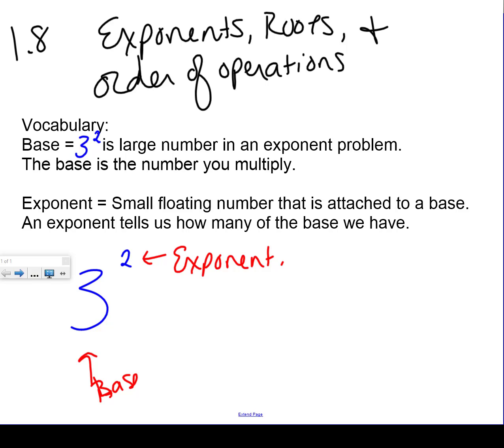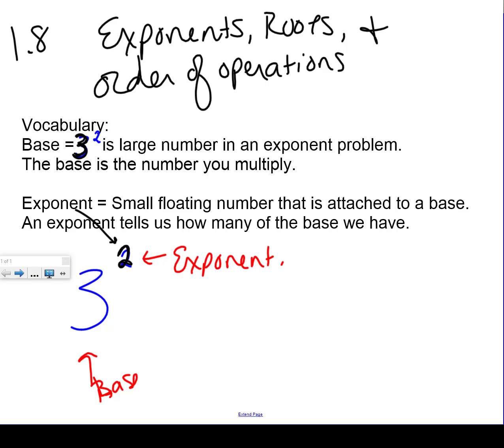A base is the large number in an exponent problem, meaning actual size, okay, not value. That larger number there is your base. The base is the number that you multiply. The exponent is the small floating number that's attached to the base, as seen right here below.